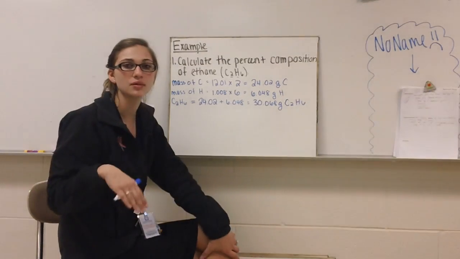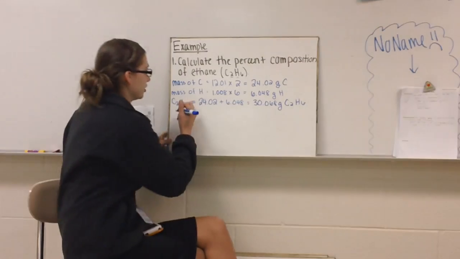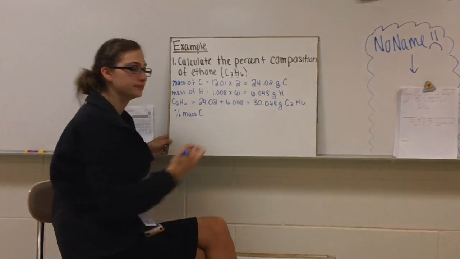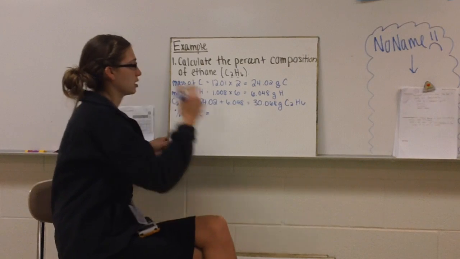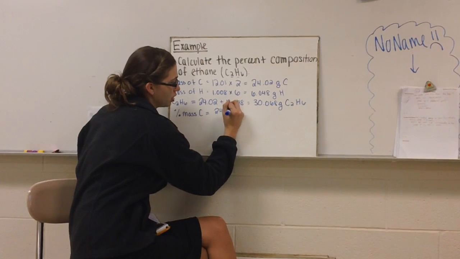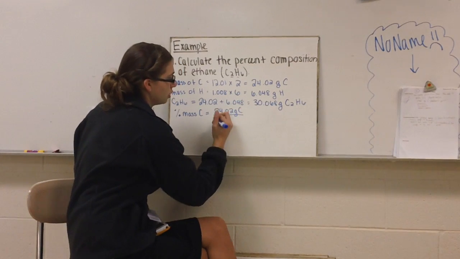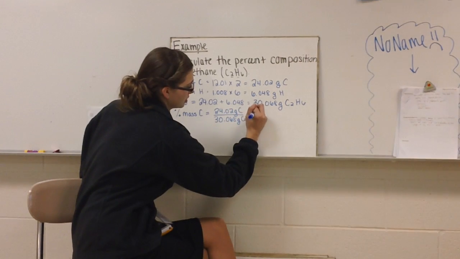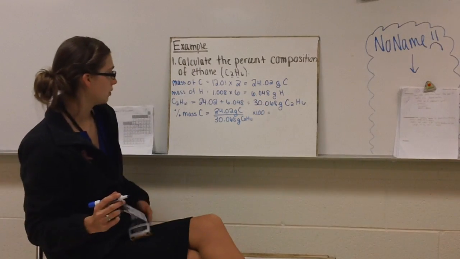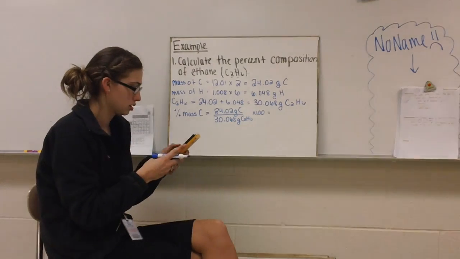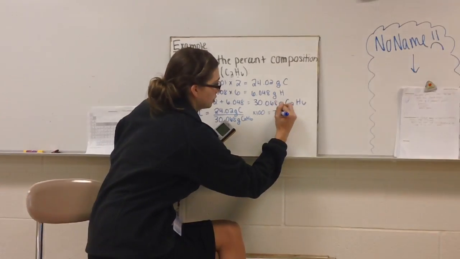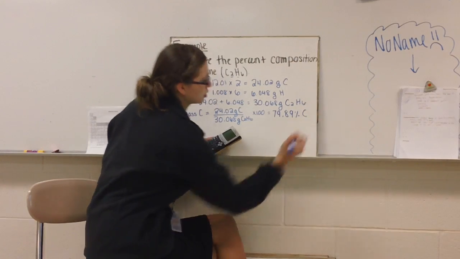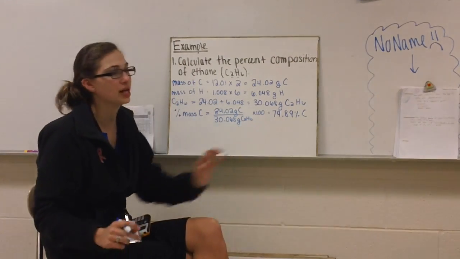Alright, so now I need to find the percent composition for each element. So I'm going to do carbon first. So percent mass of carbon. Using the formula that I just went over, you're going to do 24.02 grams of carbon over our total mass times 100, which is going to give me 79.89% carbon. So this compound is made up of 79.89% carbon.